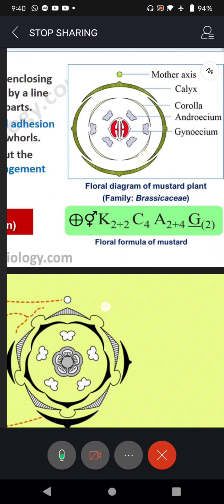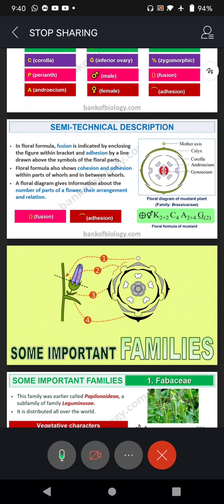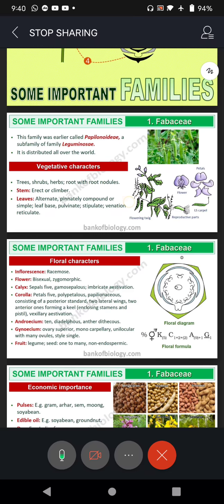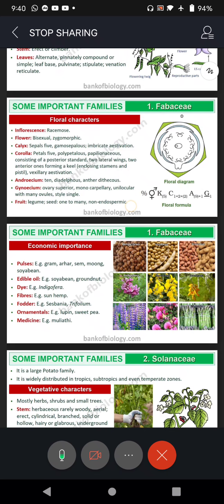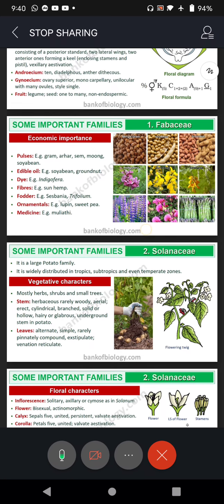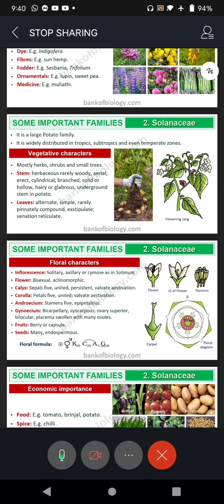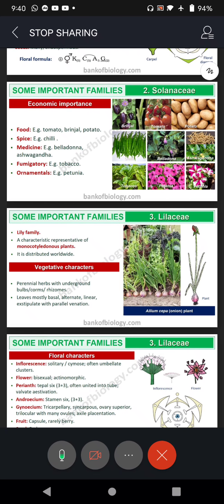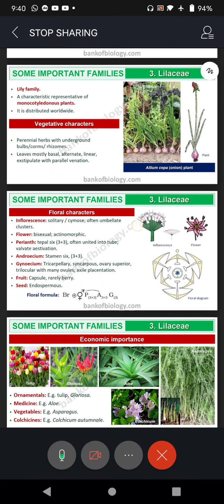Okay, now I am just making it. Once you are comfortable with that, Fabaceae is not there for you. So yesterday I went straight to Solanaceae. See, family Solanaceae we covered yesterday. Now we are going to the third one, Liliaceae.